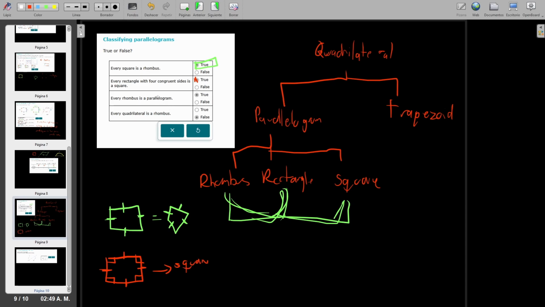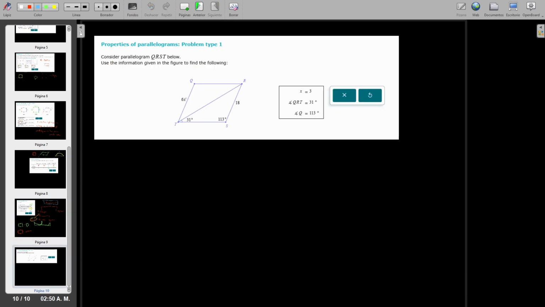Now, every rhombus is a parallelogram? Yes, because a rhombus is inside the parallelogram. Just for that definition, that means this is true. Now, every quadrilateral is a rhombus? No, because the quadrilateral is the biggest expression of four sides. That doesn't mean that all quadrilaterals are rhombuses. That would be the opposite. All rhombuses will be quadrilaterals, not the other way around. So that is false.